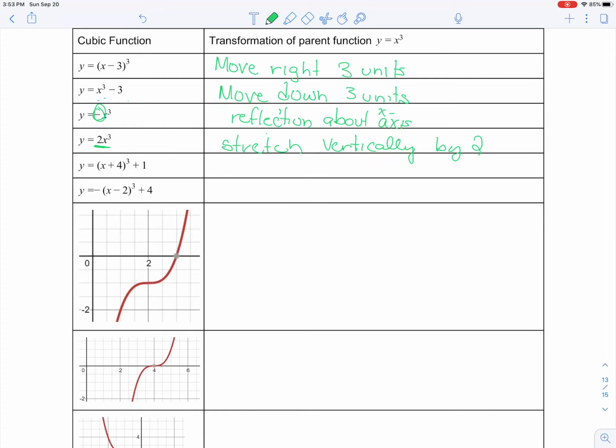So it stretches vertically by 2. This one we have 2 transformations going. It moves left 4 because of the x plus 4, and then up 1. Okay, we have 3 transformations going. We have a reflection about the x-axis, a move to the right 2, and then up 4. So up 4, right 2, and then reflect about the x-axis.